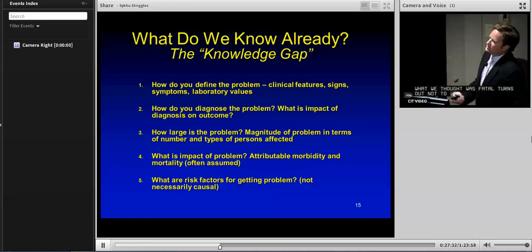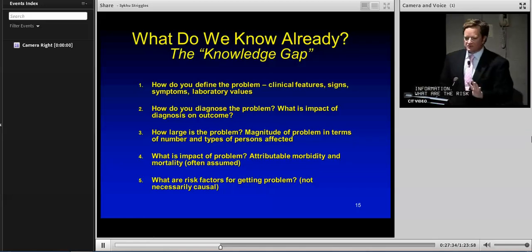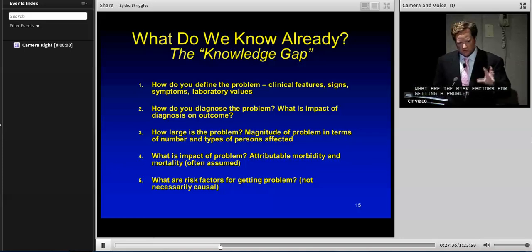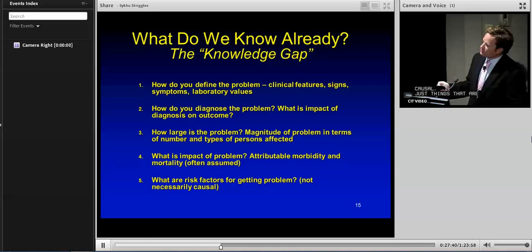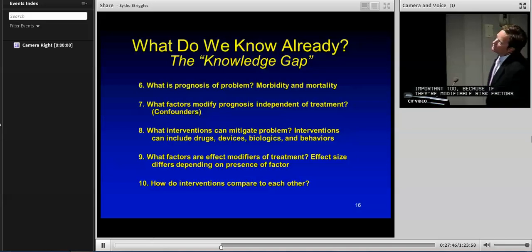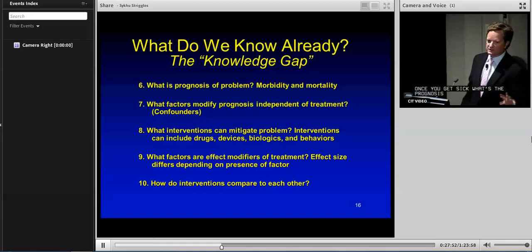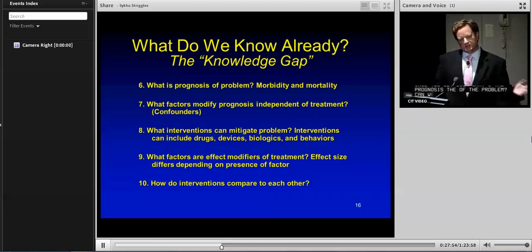And then, what are the risk factors for getting a problem? And risk factors are not necessarily causal. They're just things that are sort of markers for people getting sick. And those are things that are important too, because if they're modifiable risk factors, perhaps we can do something about people getting the disease. Once you get sick, what's the prognosis of the problem? Can we modify that prognosis independent of treatment? Are there things that impact outcomes?